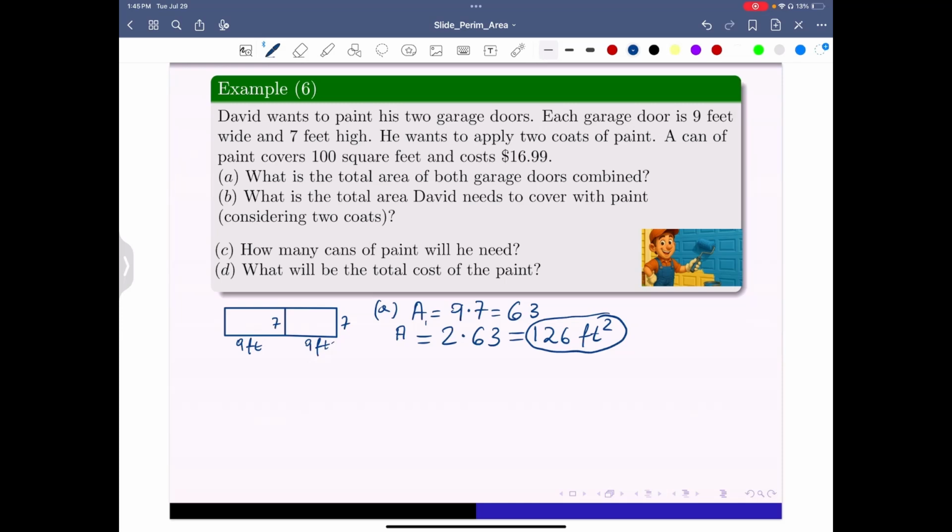Now, what is the total area for both doors? So that's part A. What is the total area David needs to cover with paint, considering 2 coats? So now we need to multiply this times 2 for 2 coats. So we have 2 times 126, using 2 coats. So in that case, we will have 252 square feet for 2 coats.